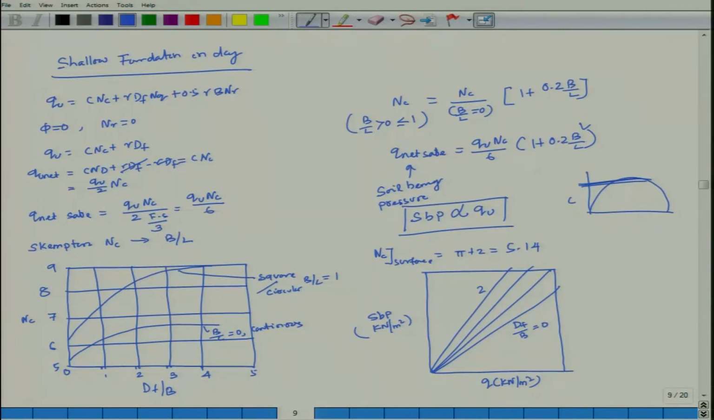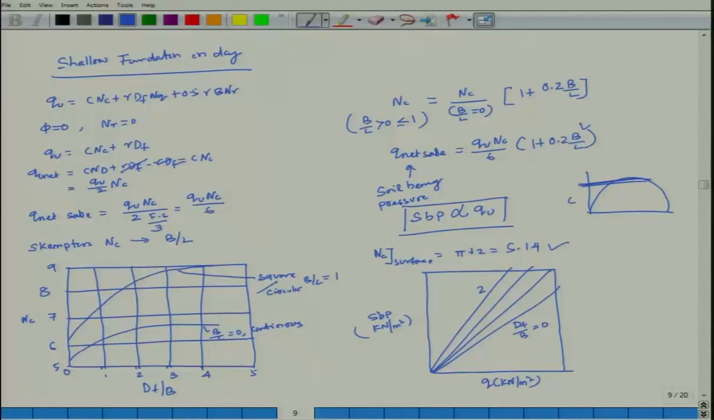If I look at NC at the surface, Skempton has given 5.14. So, it will be for B by L continuous, then for square and circular. NC for square and circular is NC for B by L equal to 0 into 1 plus 0.2 B by L. Now, Q net safe is your QU NC by 6 into 1 plus 0.2 into B by L. So, this is called your soil bearing pressure. Soil bearing pressure is directly proportional to undrained strength QU.